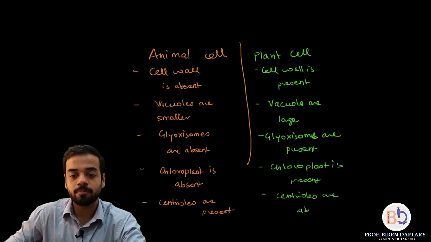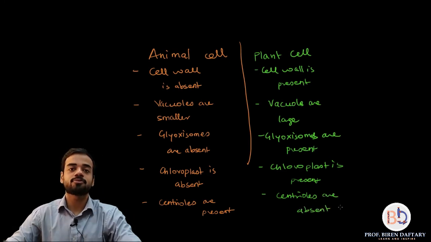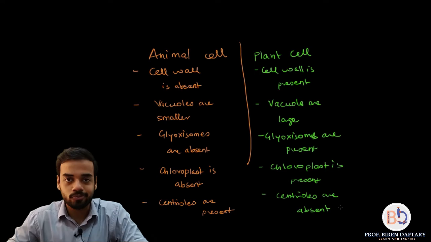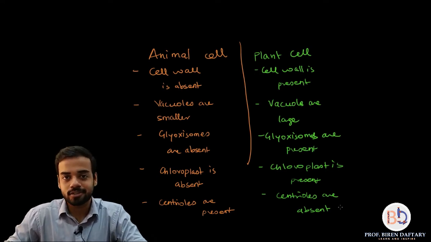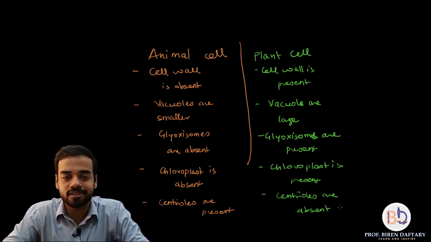Okay, so five points of differentiation is more than enough. So that ends this very short lecture on the differentiation of plant cell and animal cell.